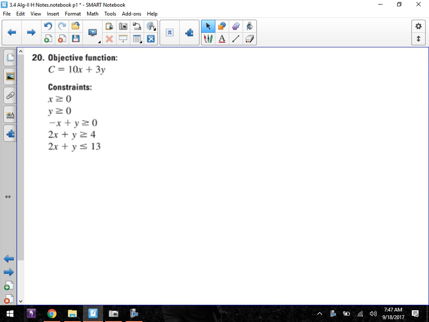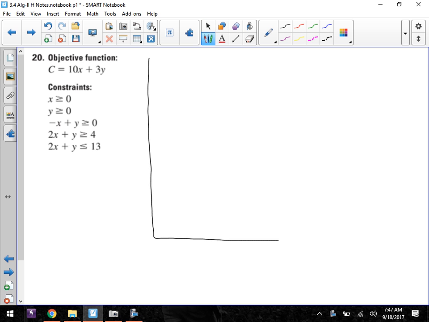All right, so number 20, guys, you have a first quadrant problem. We start with the first quadrant. We know that because x and y are greater than or equal to 0. So we know we have the first quadrant.